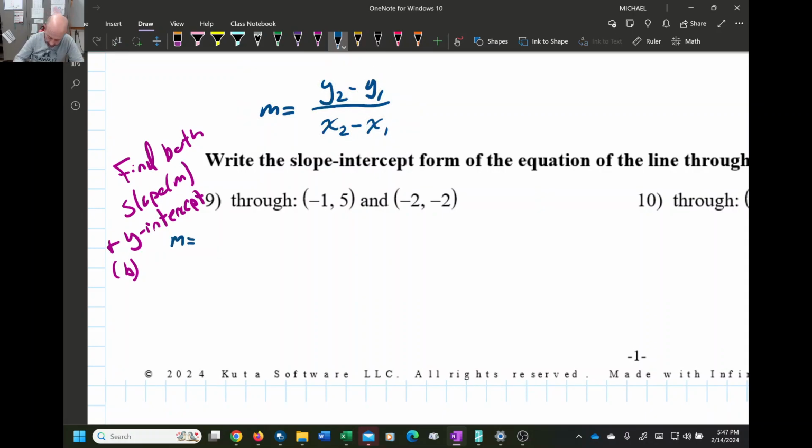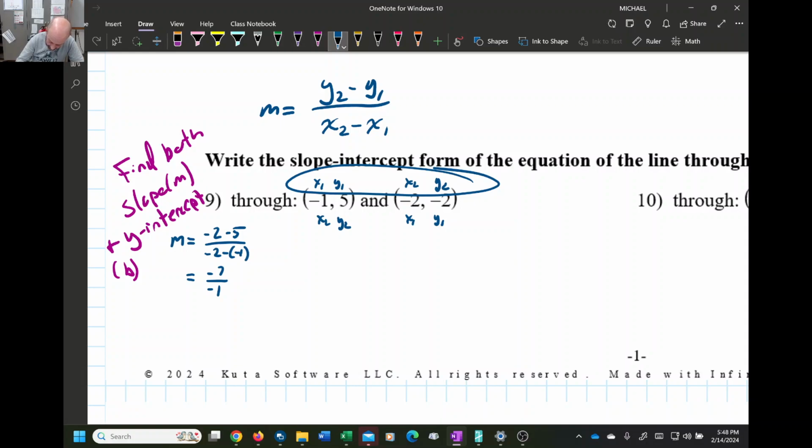Again, m, you know what? x1, y1, x2, y2. You can label these either way. If you do x2, y2, x1, y1, you'll get the same thing in the end. I'll show you what happens in the end. So I'm going to use the top one right here, I'm going to use these. And so that's going to give me -2 minus 5 over -2 minus a -1. Notice I used the parentheses. That's going to give me -7 over -1.